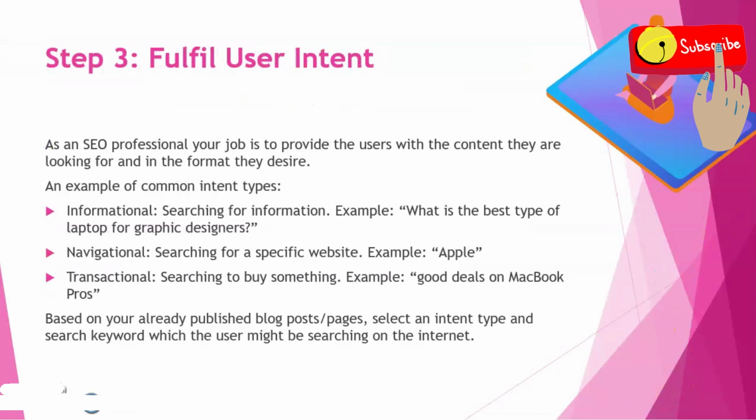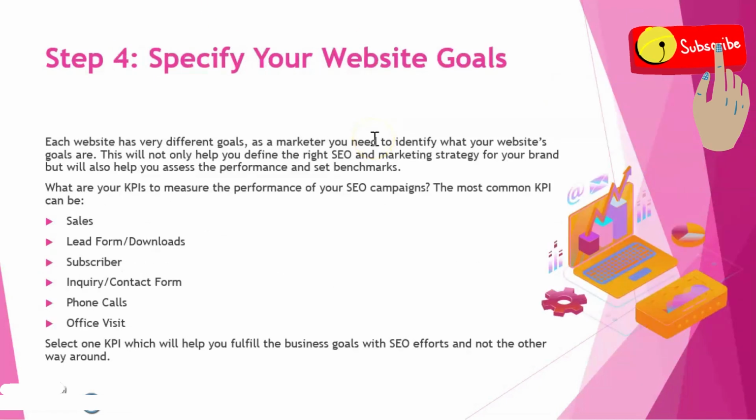Next, fulfill user intent. As an SEO professional, your job is to provide the users with the content they are looking for, for example informational or transactional. For example, if they are searching for a good deal on MacBook Pros, based on your already published blog, posts or pages, select an intent type and a search keyword which the users are actually looking for. Specify your website goal. Any goal you have, like sales, leads, downloads, subscribers, inquiries, phone calls, you have to select your specific goal, which will help you to fulfill the business goal with the SEO efforts and not the other way around.